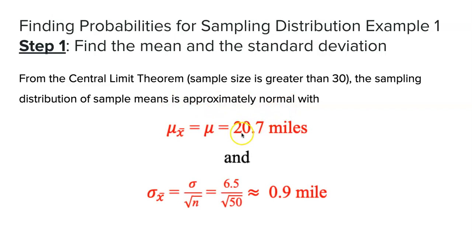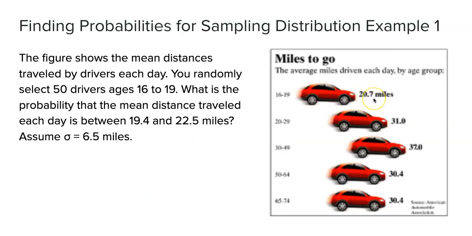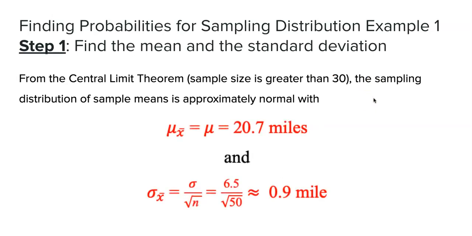The mean is equal to the population mean, which you read in the little chart, that pictogram. 20.7 miles. So the mean is 20.7 miles, and for the standard deviation, remember they gave us the population standard deviation, 6.5. Remember to divide that by the square root of 50. If you do that, you will get 0.9 miles. You will always need to find these two values first. And we know this is normal, which means we can go on with it. So hopefully you're okay with finding the mean and the standard deviation.